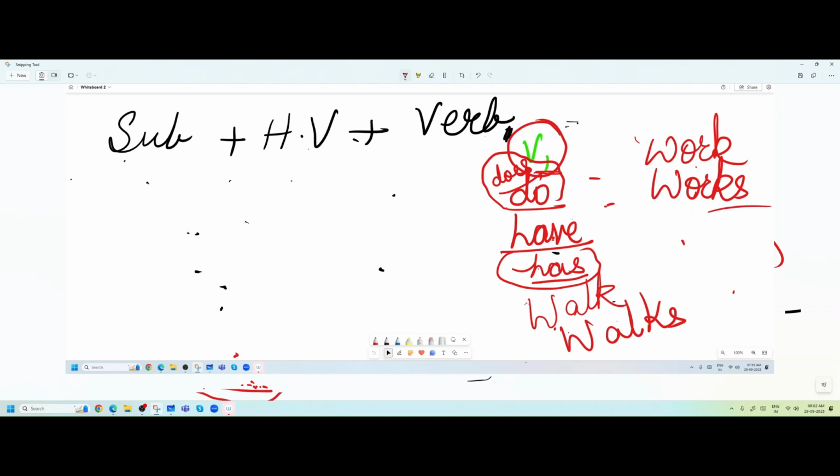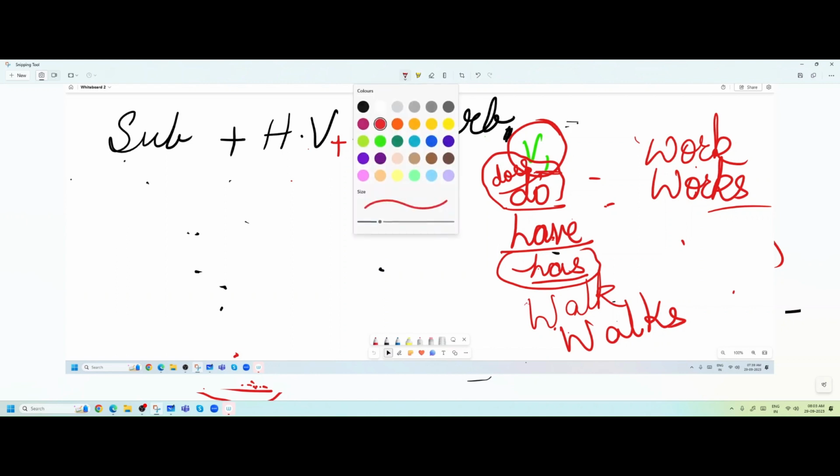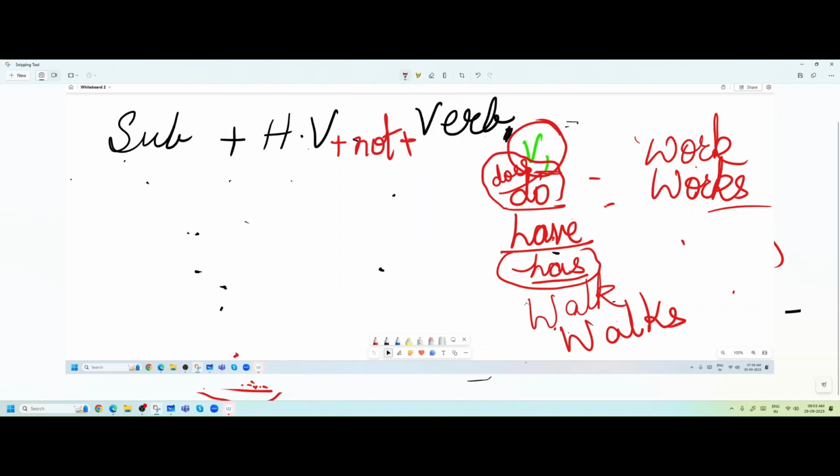I'm going to make a negative sentence. So if I have to make a negative sentence, I need to add something called a not to that. So what is that not? The not is going to be here plus the verb in the first form. So let's make a negative sentence. Help me with the sentence, please. A positive sentence first, then we'll deal with the negative.